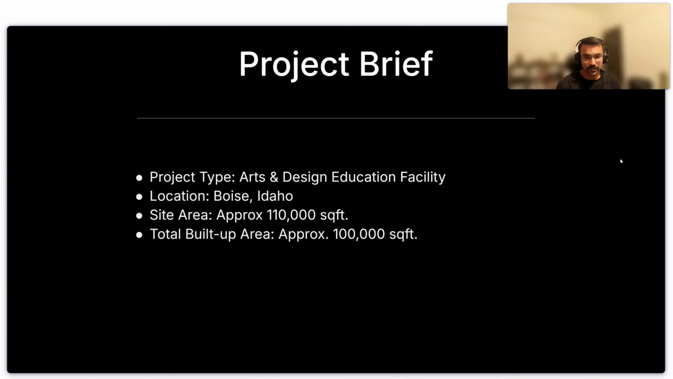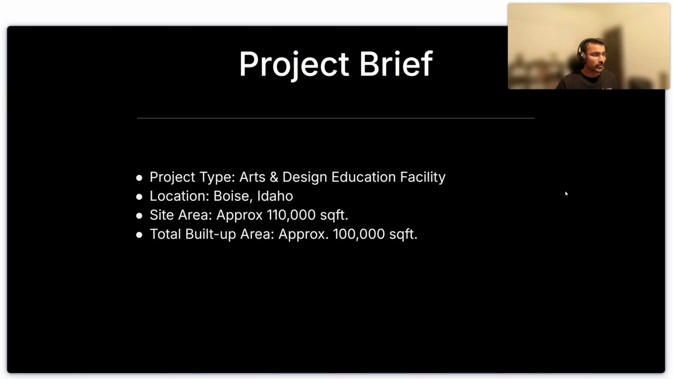So, what we're going to be doing today is designing a project in 60 minutes, as the title said. And we're going to kick things straight off by talking about what the brief is. So, it's a pretty straightforward one here. We have to design an arts and design education facility in Boise, Idaho, with a site area of approximately 110,000 square feet and a similar built up area, which gives us the target FAR as 1.